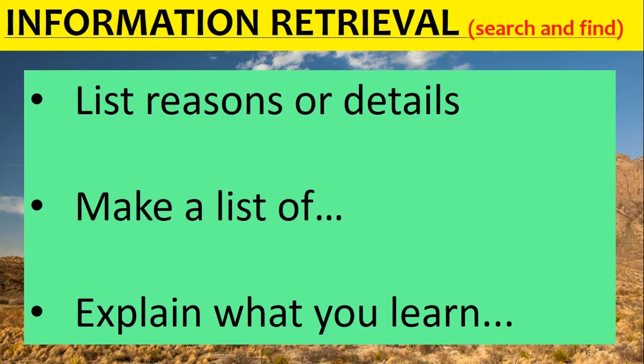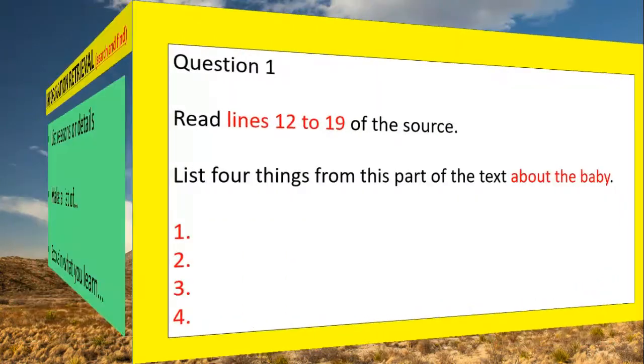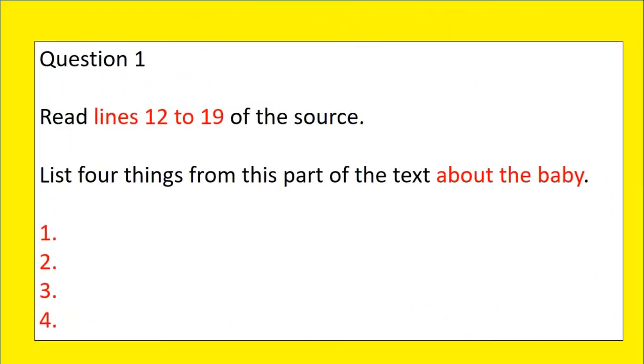So the information retrieval question will look something like this: list reasons or details, make a list, explain what you learn. That's how it will look, and this is how it will look in reality.